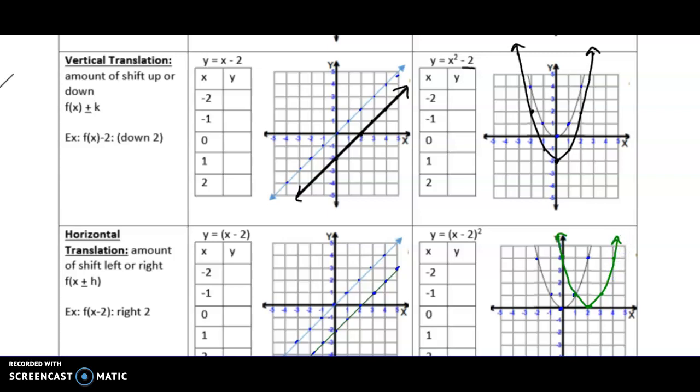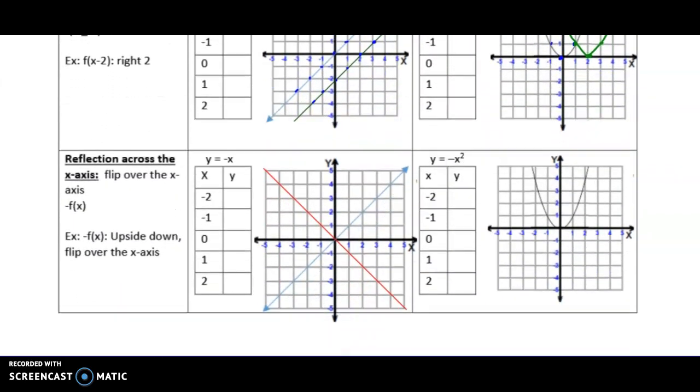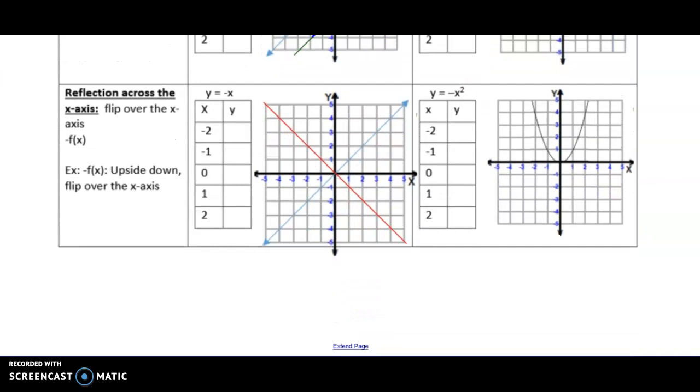All right, so that was vertical translation. You're going to add that number after the function. So if it was x squared, we're going to add or subtract the 2 afterwards. But when you want it left and right, you're going to add or subtract in the parentheses. All right, the last main translation we're going to look at is the reflection. Reflection across the x-axis.